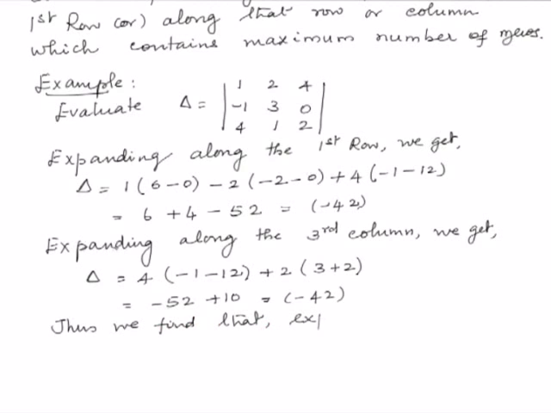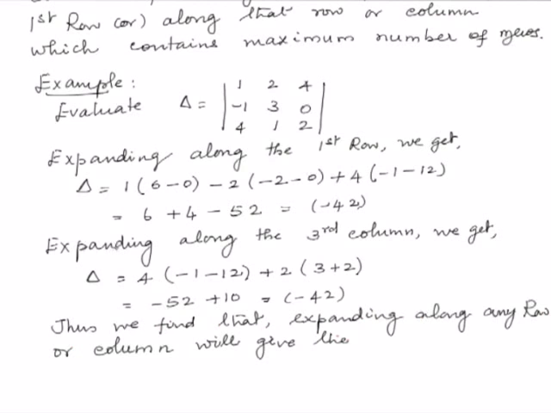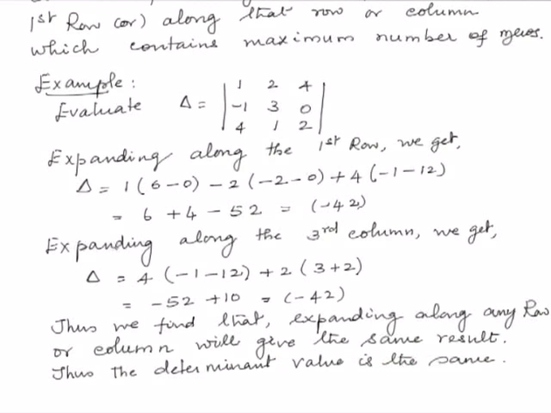Thus we find that expanding along any row or any column will give the same result. Now you may expand along the second row and second column, or third row and the first column, and check out if there is any difference. You will notice that you will again end up with minus 42.